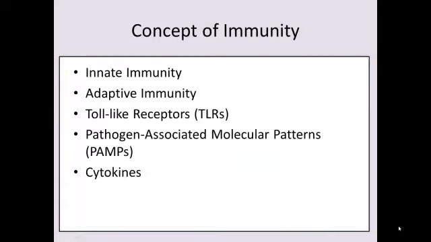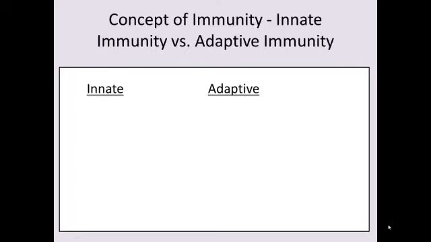Under the topic of the concept of immunity, we're going to talk about innate immunity, adaptive immunity, toll-like receptors or TLRs, pathogen-associated molecular patterns or PAMPs, and cytokines. Previously, especially in the previous two chapters, we've been talking about how pathogens get past our defenses and cause us disease. Now we're going to talk about immunity, which is how we fight pathogens, how we fight the foreign invaders.